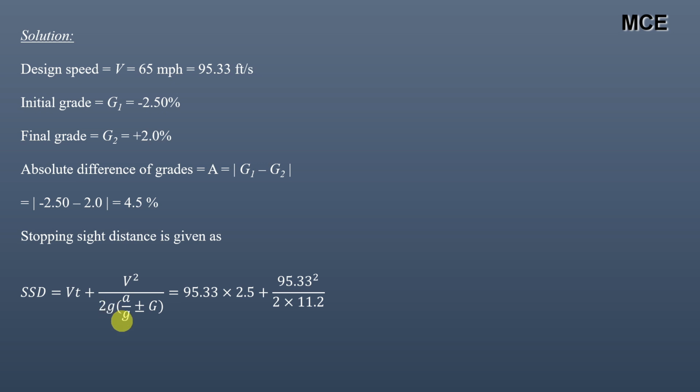So this small g and small g will cancel. So in the denominator for the second term, we will be left with 2a. So it will be 2 into 11.2. So SSD for our problem is 644.03 feet.